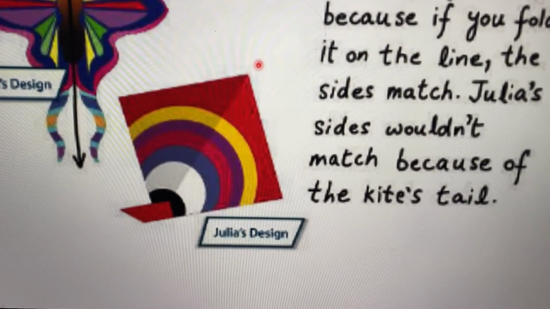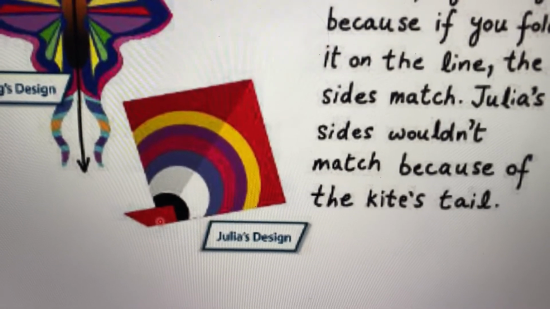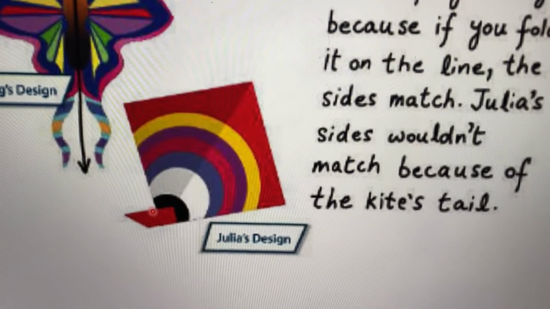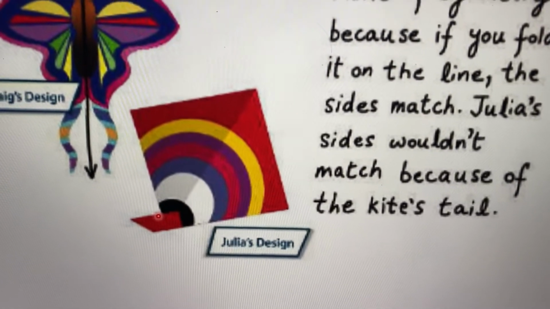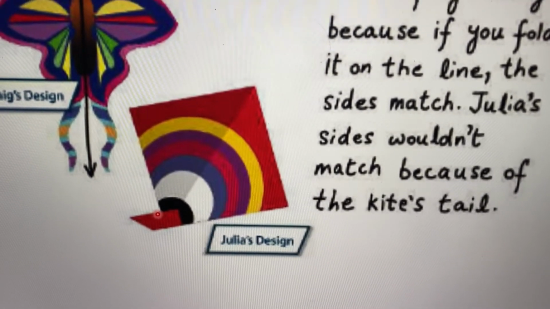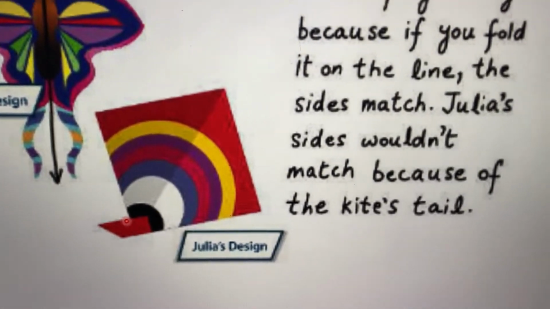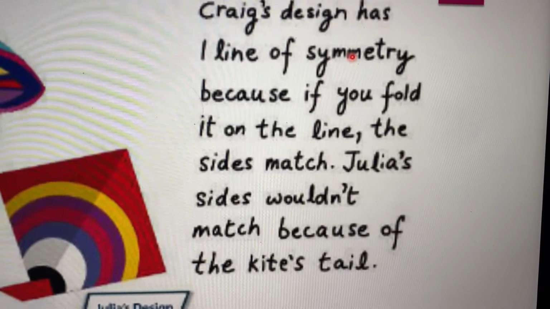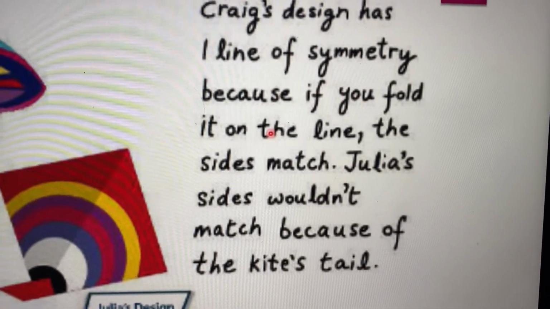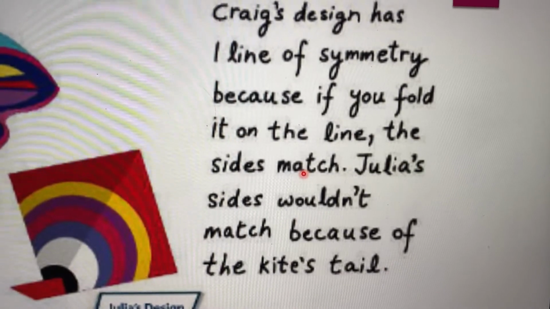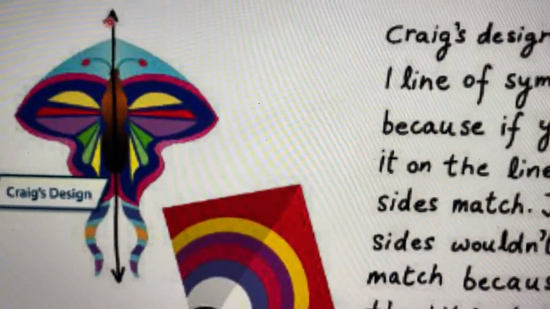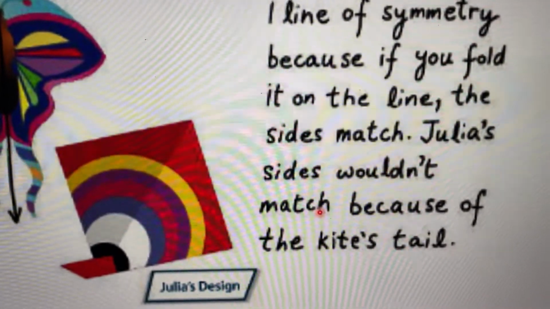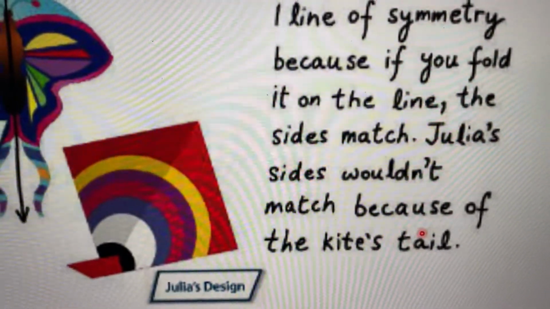Girls, if I draw a line here, I can. But at the end, in the tail, it's a little bit different. So once I fold them, I can't have matching parts, okay? So Craig's design has 1 line of symmetry because if you fold it on the line, the sides match. So the sides will match here, right? But Julia's sides wouldn't match because of the kite's tail.